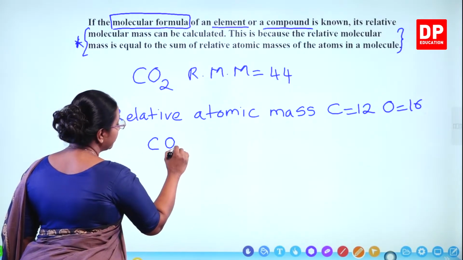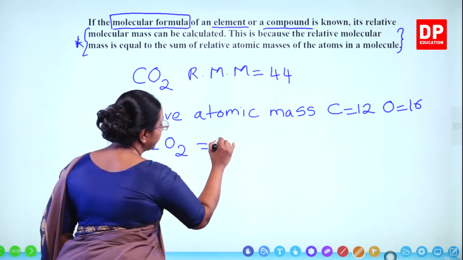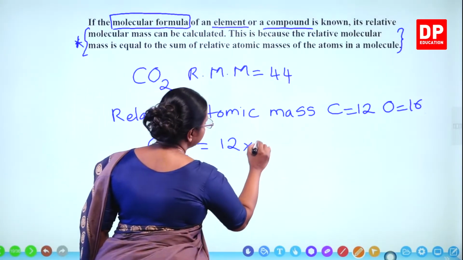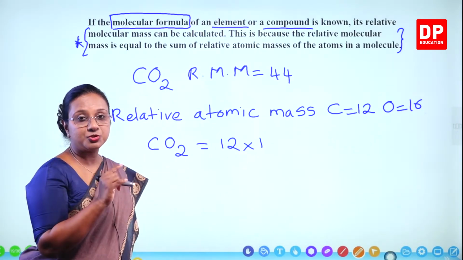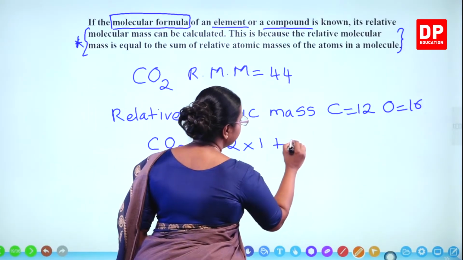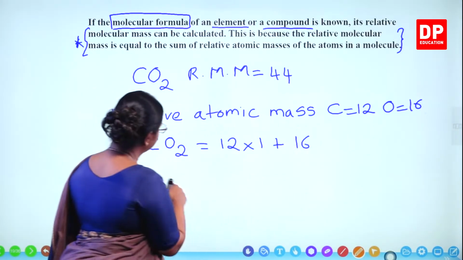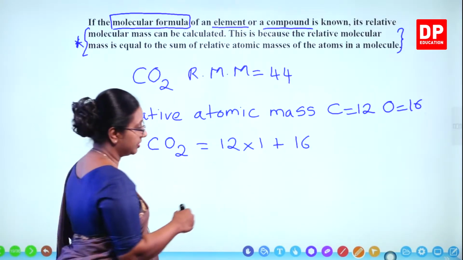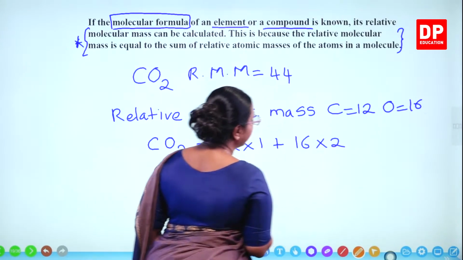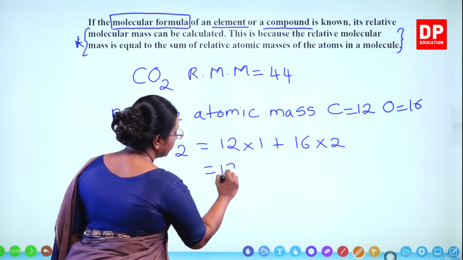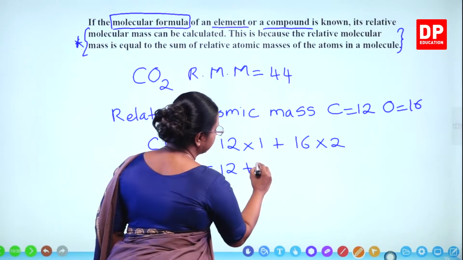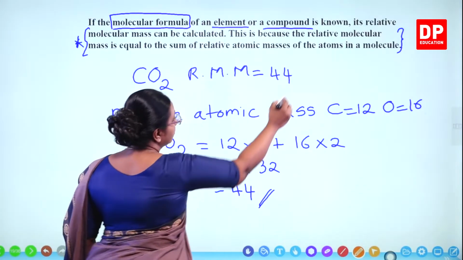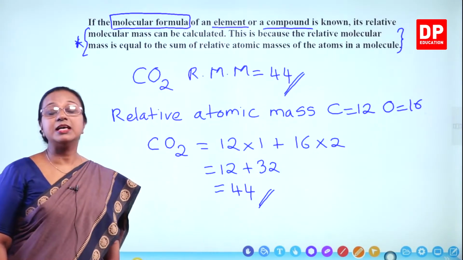For carbon dioxide, there is 1 carbon, so the relative atomic mass is 12. 12 into 1, you don't have to show the 1, I am showing it for the first time. Then for oxygen, the relative atomic mass is 16. Here you can see there are 2 oxygens. So we multiply this by 2. That means you will get the value as 12 plus 32. That is also 44. So the same value as this.